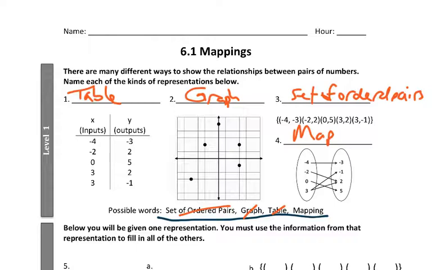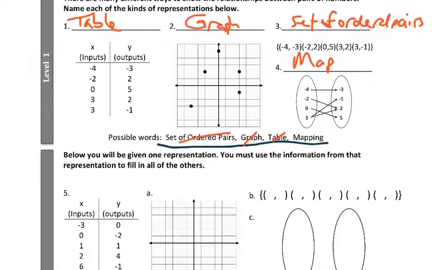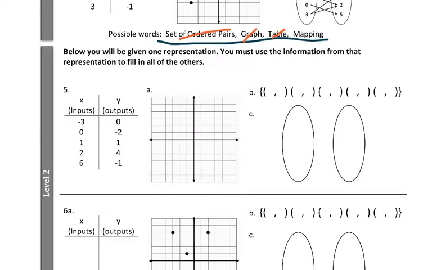So what we're going to do now is show the relationship between all of these things. Let me slide the page up, and we will do number 5 together. In number 5, I gave you a table of inputs and outputs, x values and y values, and we need to make a graph, a set of ordered pairs, and a map.